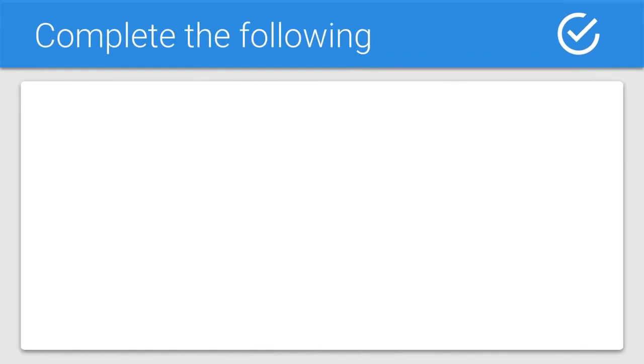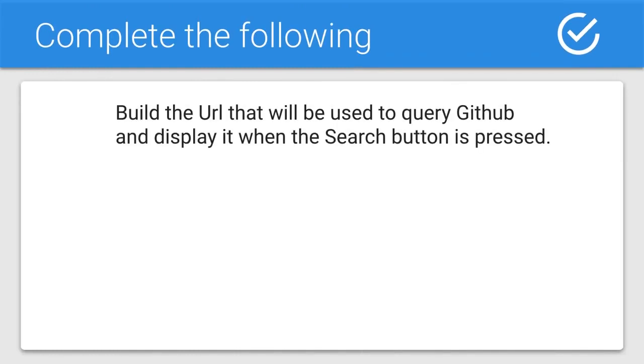Now it's your turn. Build the URL that will be used to query GitHub and display it when the search button is pressed.